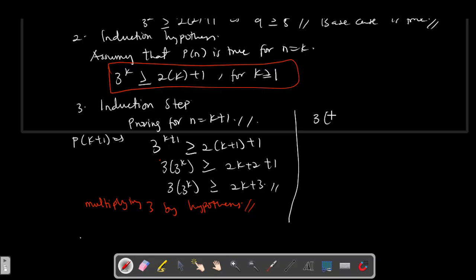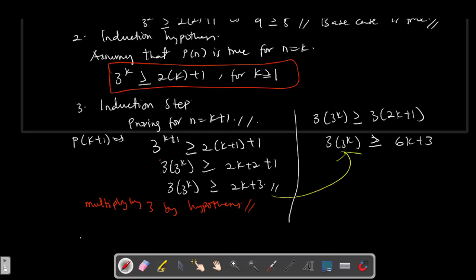3 multiplying 3 to the power k is greater than or equal to 3 multiplying 2k plus 1, right? But remember, this is true. Whatever adjustment I do to my assumption on both sides still remains true. So I'll have 3 multiplying 3 to the power k is greater than or equal to 6k plus 3. For that one, it's perfectly true. It's true because we've assumed it here. Now, how do I compare this to this? I have to be able to compare them and see which one is bigger.